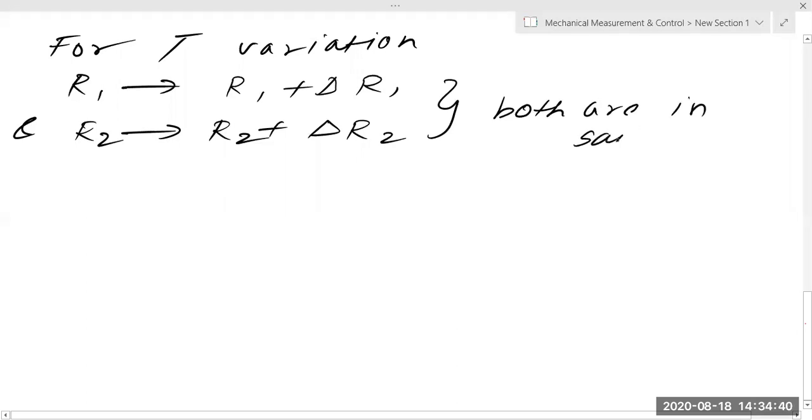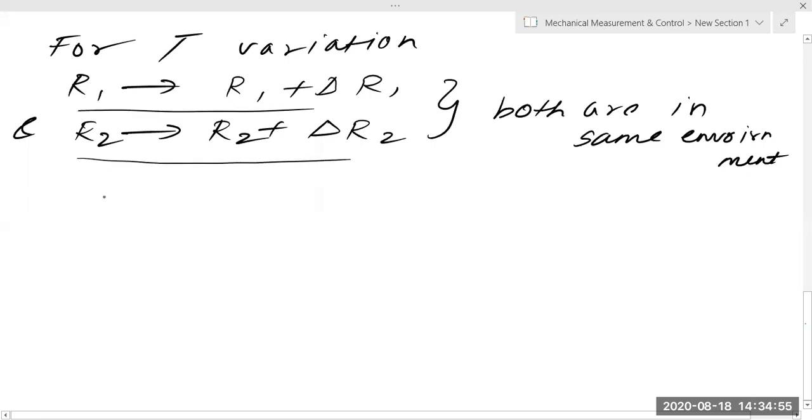Okay, so both are in the same environment, which will lead to a change in resistance of both, because both are going to experience temperature variation. So that will also lead to change in resistance. Now, if you remember, R1 by R3 was equal to R2 by R4.